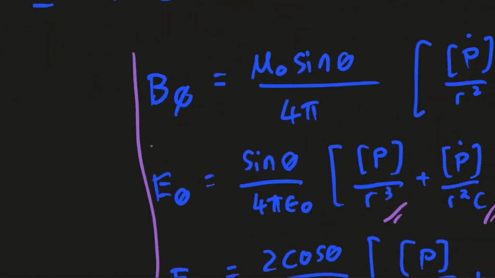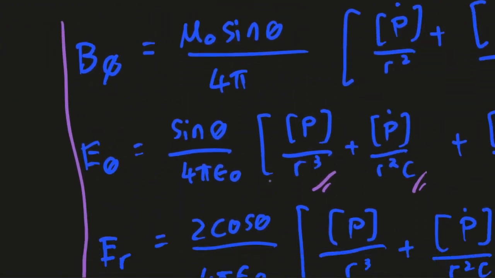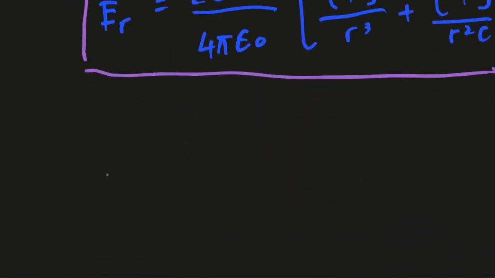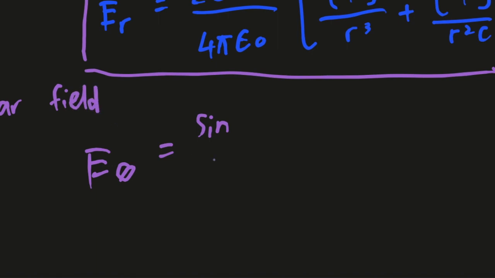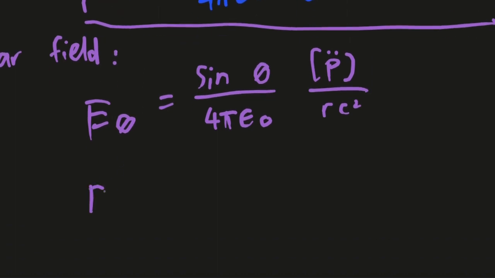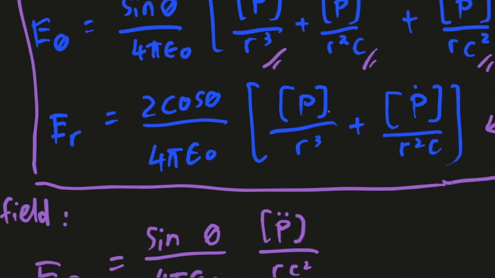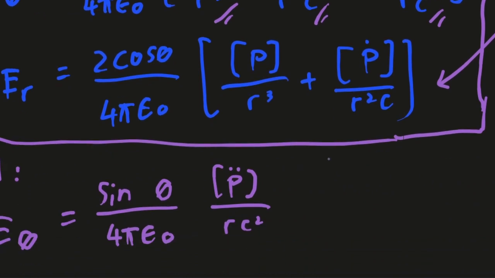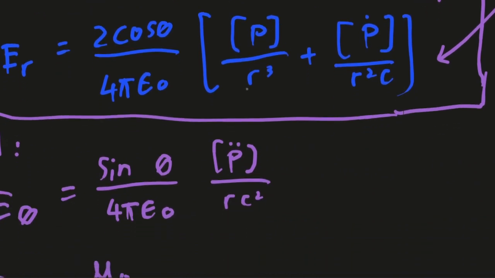So in the far field, we take E theta to be sine theta over 4 pi epsilon naught, p double dot over r c squared. And the magnetic field. So the radial field drops out because it's only got dependence on p. I mean, it's the same dependence on r cubed, but this is a p factor.